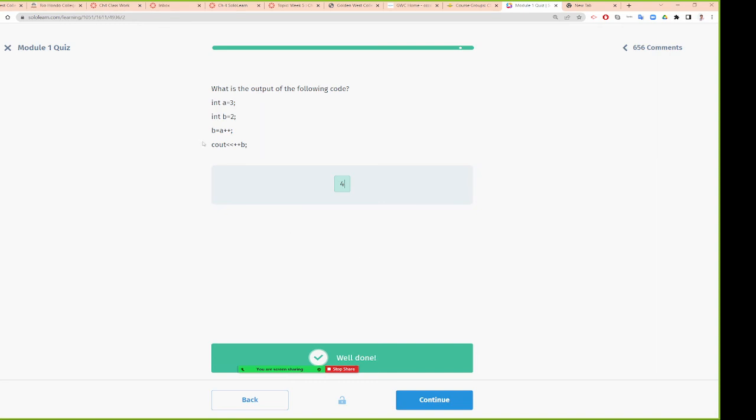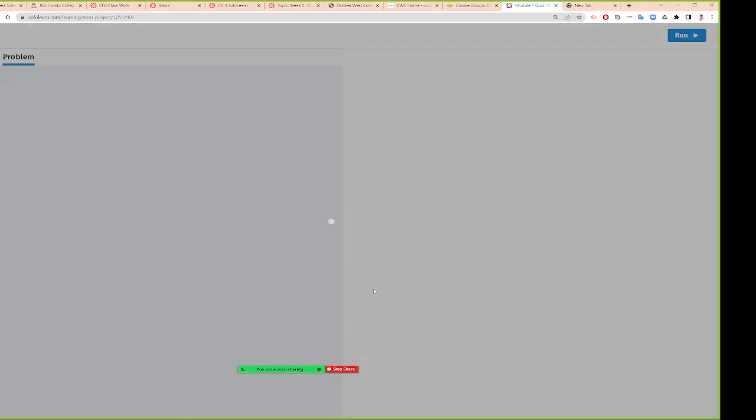A equals 3, B equals 2. So now a plus plus. A will be 4 now, but the value will not go to here. So A equals 4, but B equals 3. B equals 3, right? But now you put it in front, so B equals 4 now. I know it's confusing, but we practice to see how the prefix and postfix affect your variables.